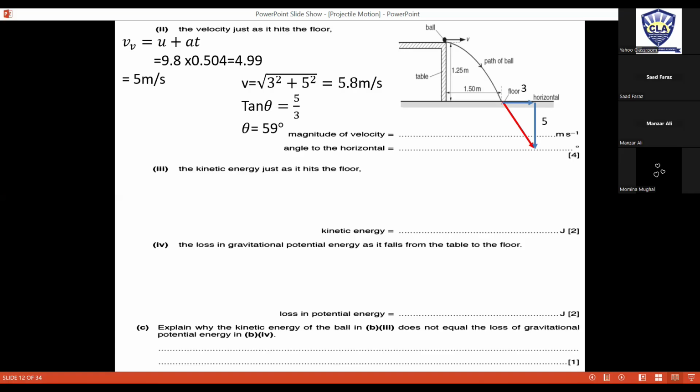What is the kinetic energy with which it hits the ground? Half mv square. We have calculated the value of velocity, 5.8. That will be the kinetic energy because that's the total energy with which it is hitting. Otherwise, we can take the kinetic energy from 3 as well, from 5 as well, and then add them. But we know that the resultant velocity is 5.8, so we'll use that velocity here. Loss in potential energy, mgh.